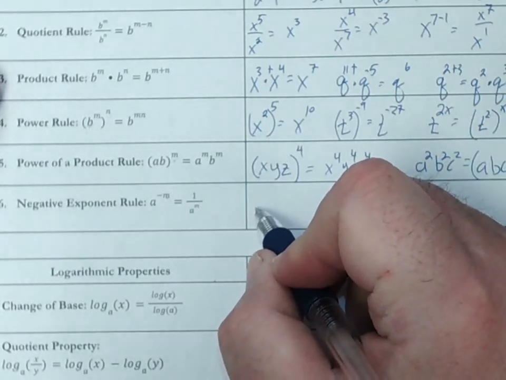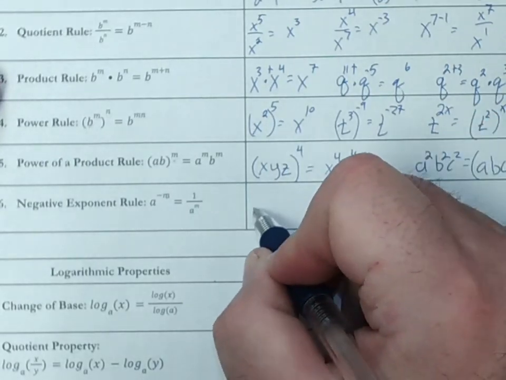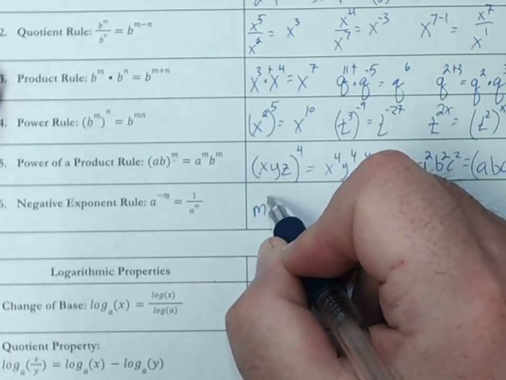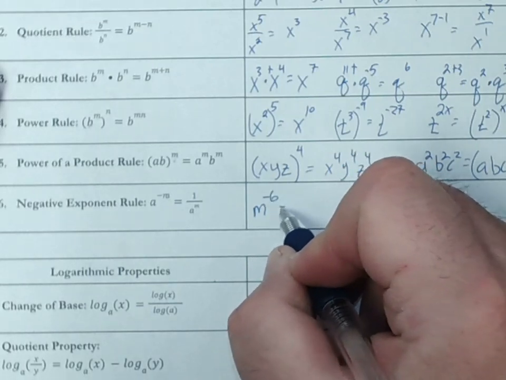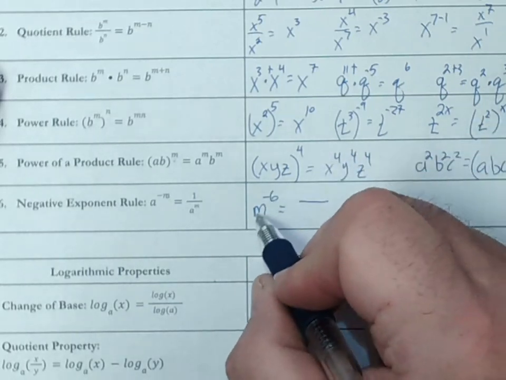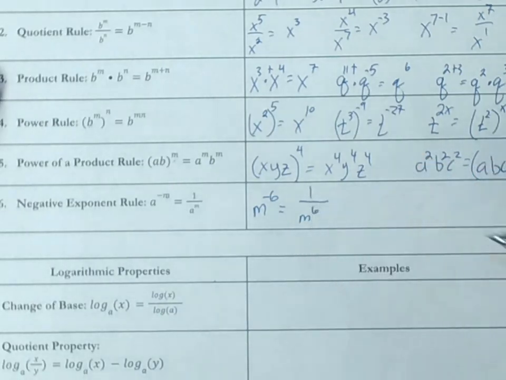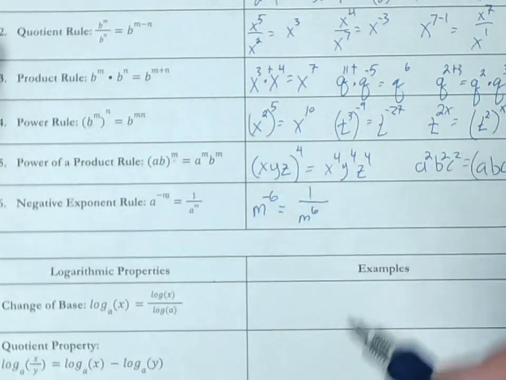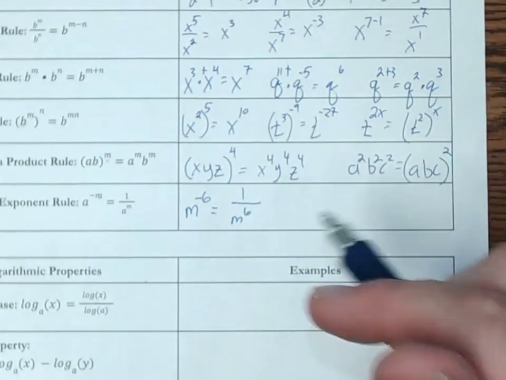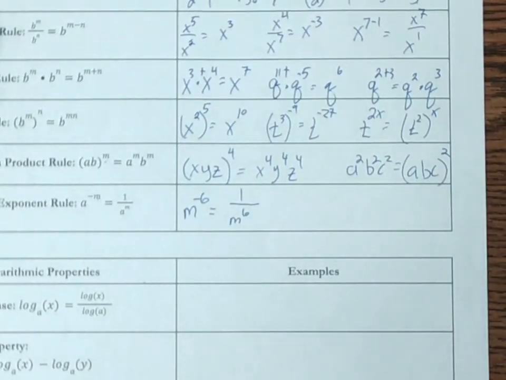Anyway, let's say that we have, for example, m to the negative 6th. Well, I can make this m to the positive 6th if I put it in the denominator of a fraction. And I'll just put 1 over it. And there are some that get a little more complex than that, but this is the basic of it.